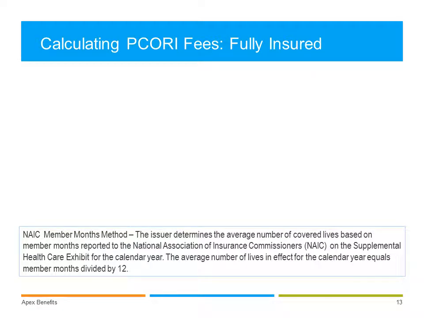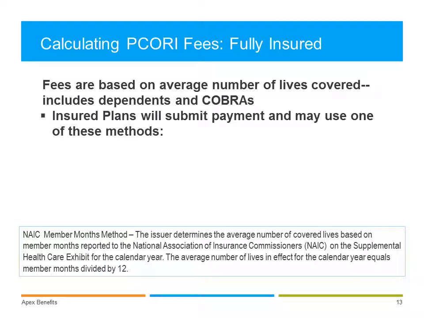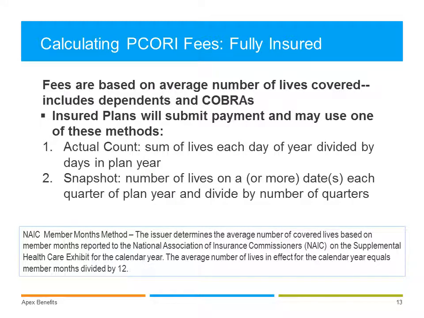Calculating PCORI fees for the fully insured group. Fees are based on the average number of lives covered, and this includes dependents and COBRA continuees. Insured plans will submit the payment on your behalf and may use one of these methods. The first is the actual count method, where they'll take the sum of the lives each day of the year divided by the days in the plan year.